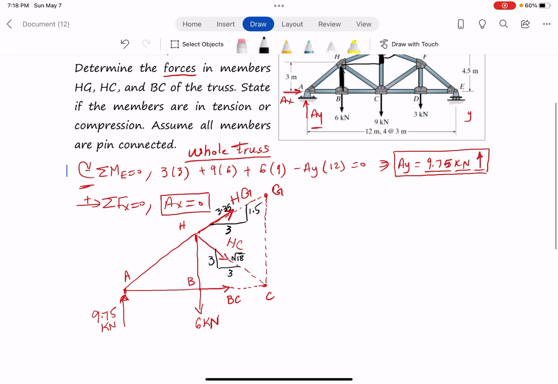The first equation to proceed with this type of analysis is you take moment at point H. Summation of moment at point H equal to 0. And of course, you're going to assume that this is negative. You will not include HG, you will not include HC, because they are at the line of action of the point H.